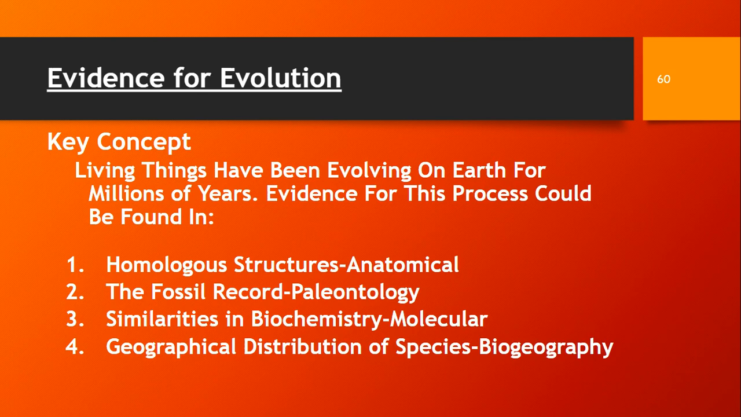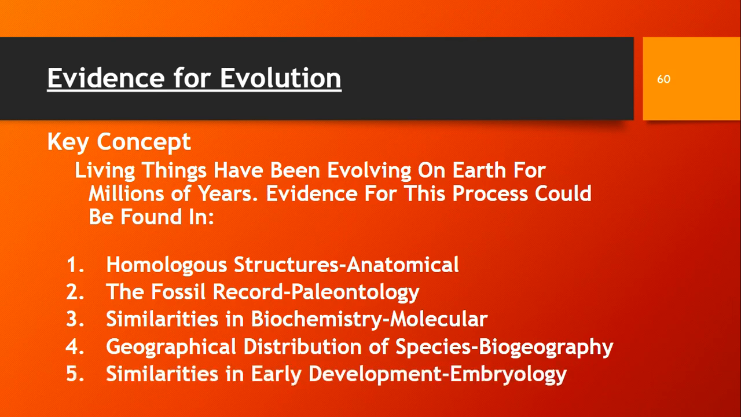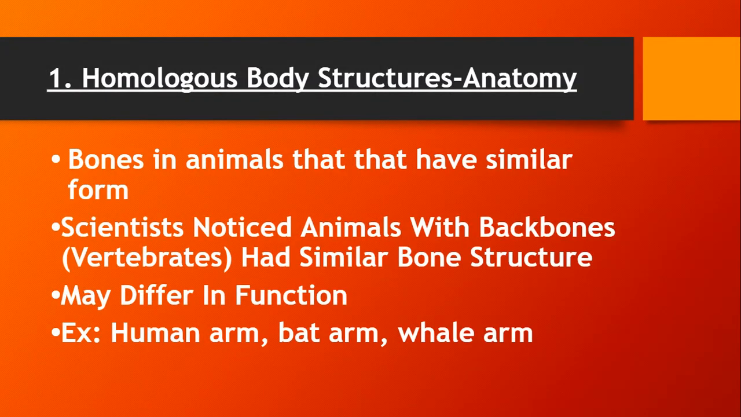Geographical distribution, or biogeography, so where on Earth are they found? Like, were they found in the northern hemisphere? Were they found in the southern hemisphere? Were they found in the ocean? Were they found in the desert? That kind of thing. And then finally, similarities in their early development, or embryology, so how they look as they are being formed into the adults, or even just baby creatures. So we'll go one by one.